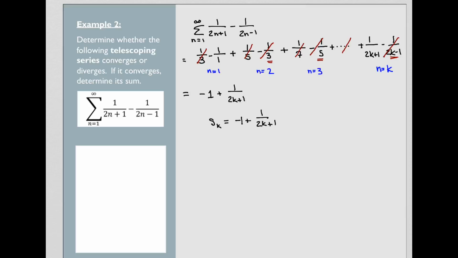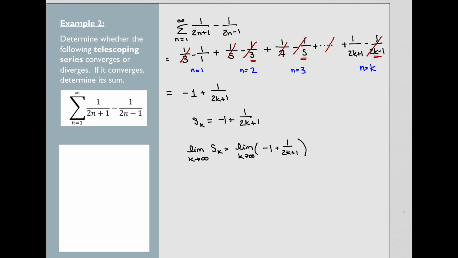What do I want to do? I want to determine, does this converge or diverge? So I'm going to take the limit as k goes to infinity of this sequence. I'm going to take the limit as k goes to infinity of negative 1 plus 1 over 2k plus 1. So let's now take this limit.